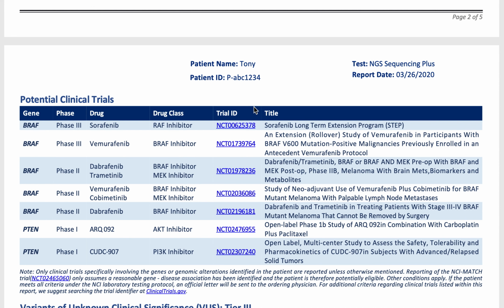After reviewing the patient report therapy options, an oncologist would likely meet with other clinicians to decide the best path forward regarding treatment for the patient.